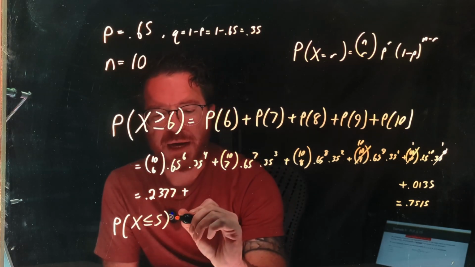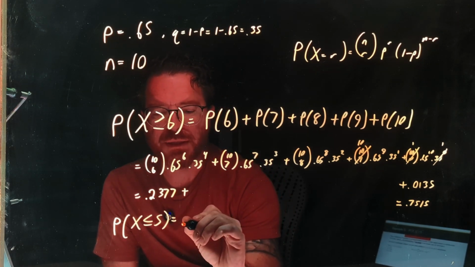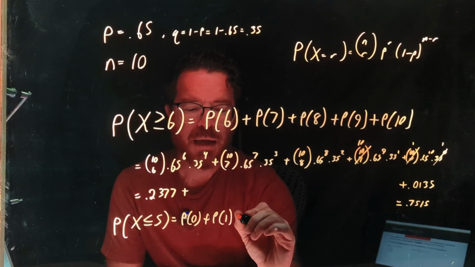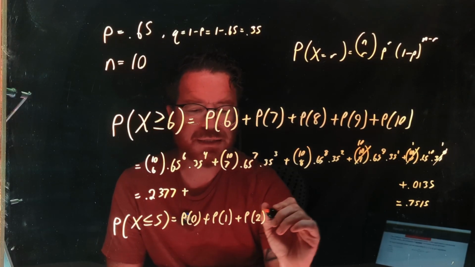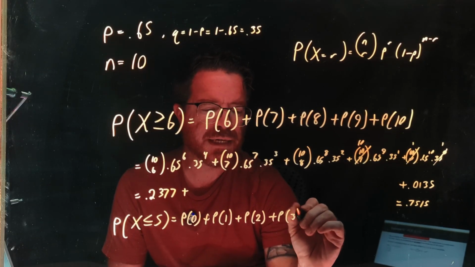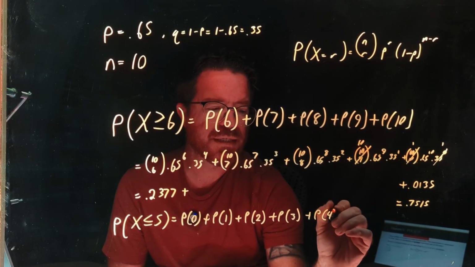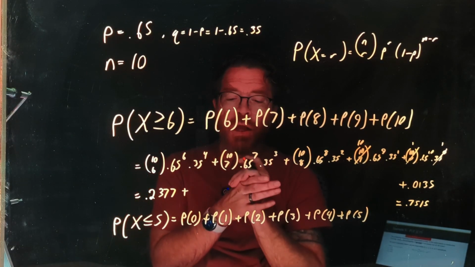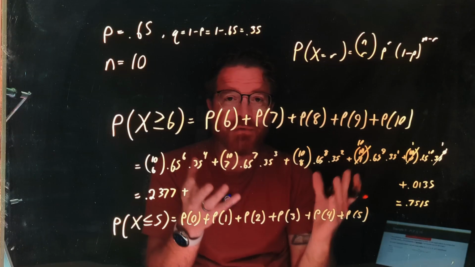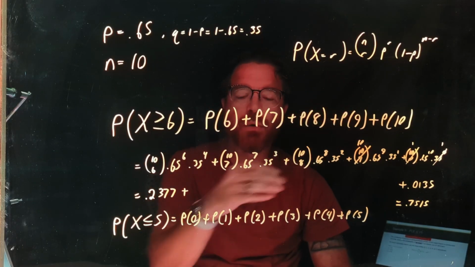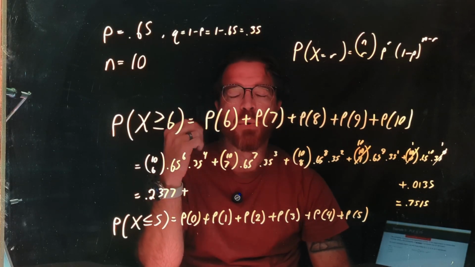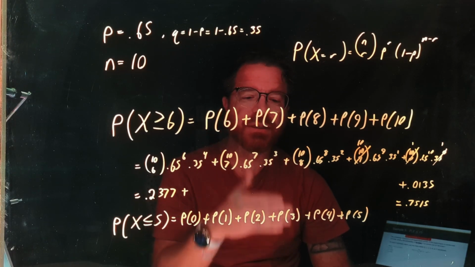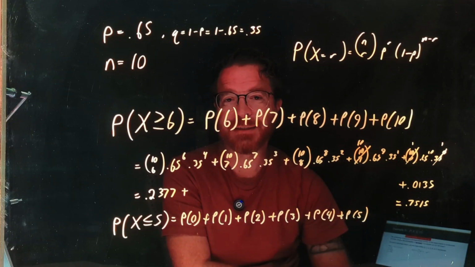Now, you could find this by saying, okay, well, this is going to be the probability of getting 0 successes plus the probability of getting 1 success plus the probability of getting 2 successes plus the probability of getting 3 successes plus the probability of getting 4 successes plus the probability of 5 successes. So we could do this, and this is perfectly valid, right? You could plug in 10 choose 0, 0.65 to the 0 power, 0.35 to the 10th power. You could do it for the probability for 1 success. You could do it for 2 successes, 3 successes, 4 successes, 5 successes.